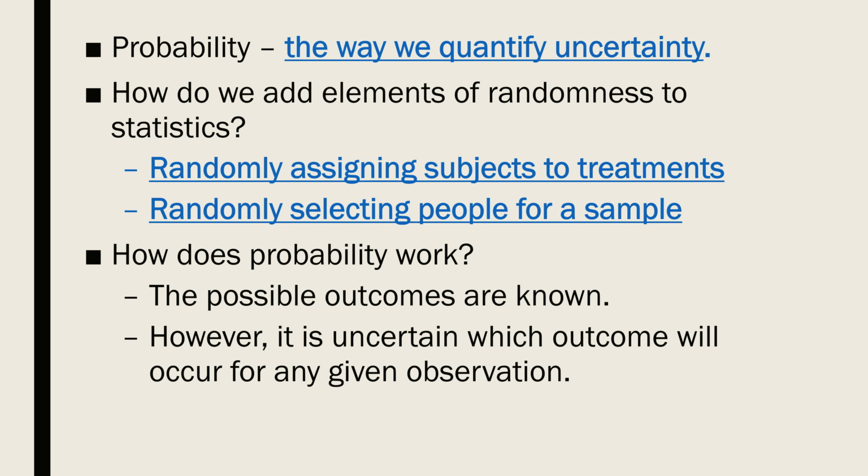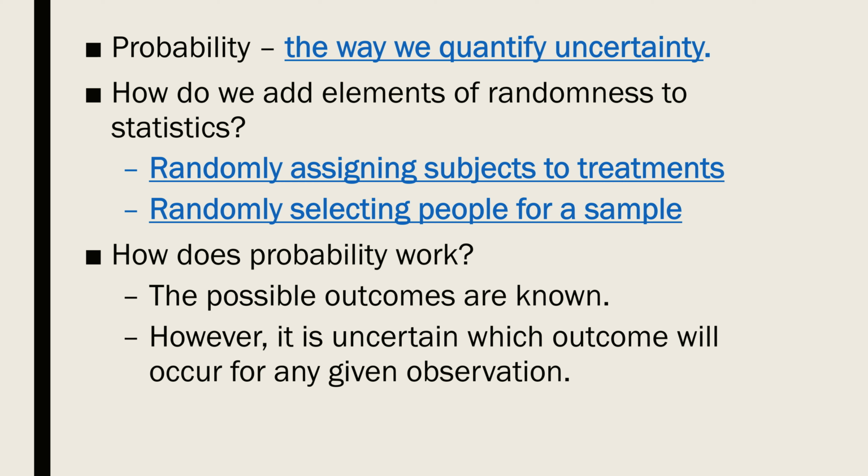In this video, we are going to learn what probability is. Probability is the way we quantify uncertainty. So how do we add elements of randomness to statistics? For example, we can randomly assign subjects to treatments, or we can randomly select people for a sample.